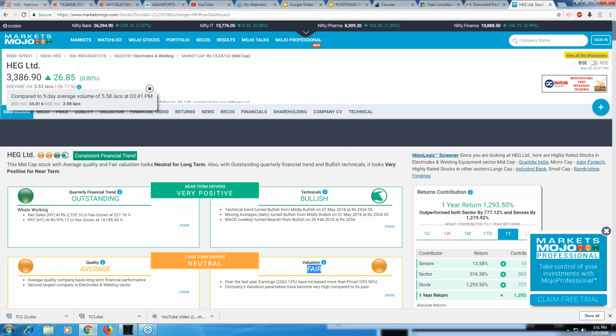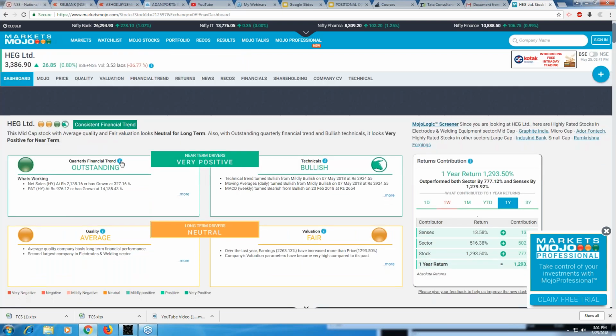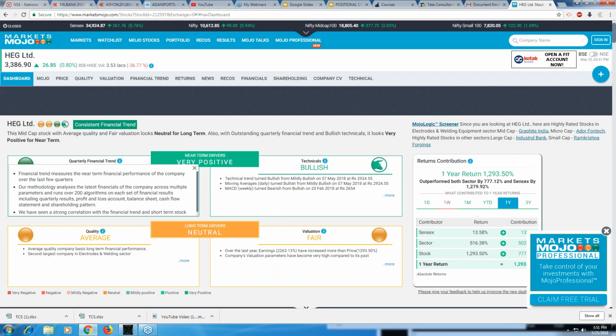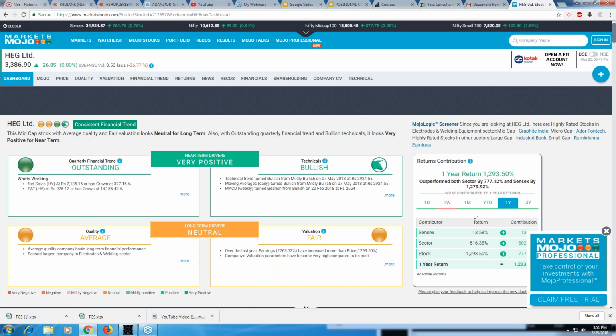Compared to 5 days earlier, today the volumes are lesser, right? Then you can go here. But wherever the information is written, you can just go through what the site has to suggest about it. Financial trend measures the near term financial performance, etc. I'm not going to run through every bit.